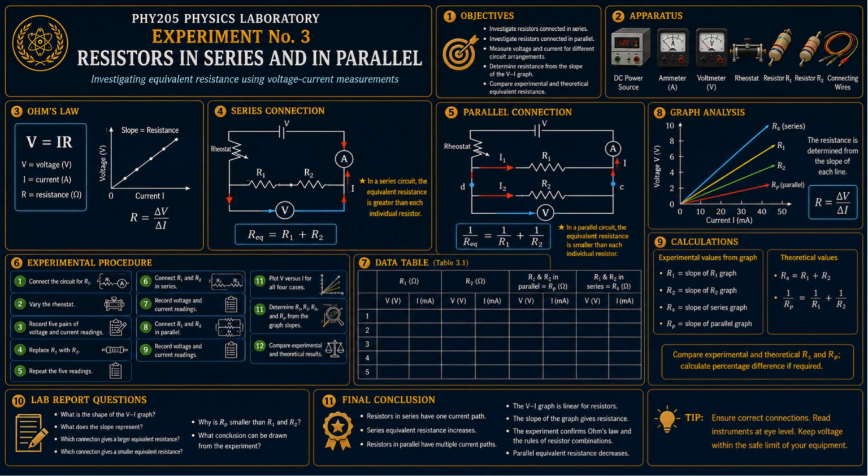Plot V versus I for all 4 cases. Determine R1, R2, RS, and RP from the graph slopes. Compare experimental and theoretical results.